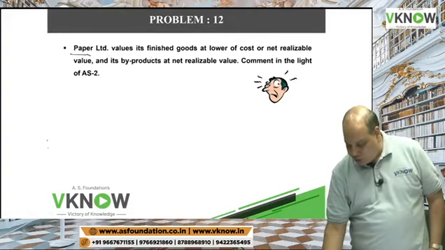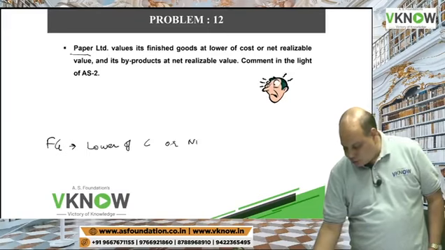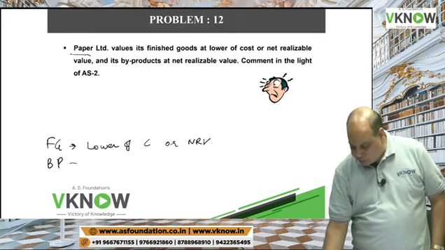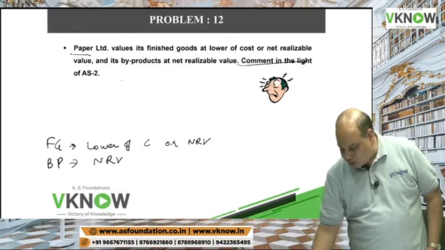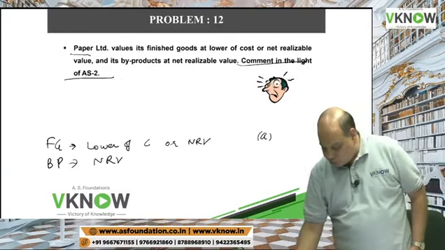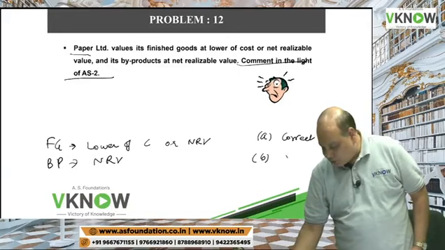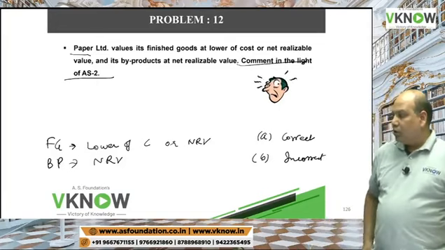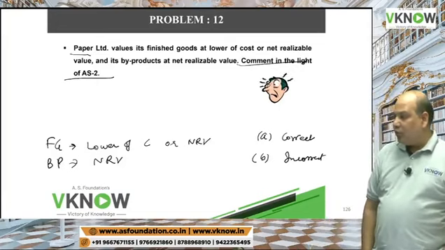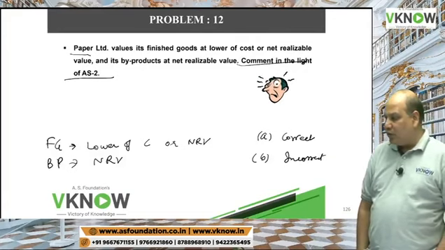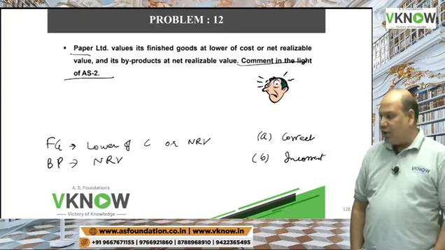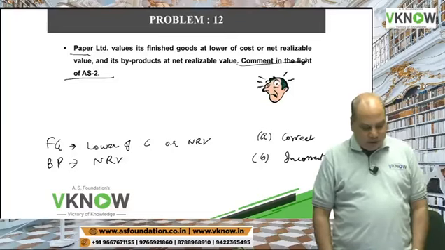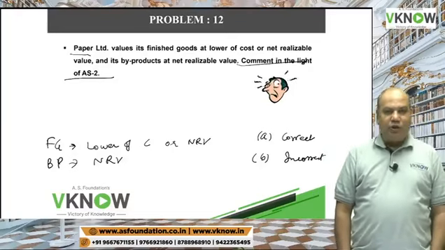Paper Limited values its finished goods at lower of cost or NRV and byproduct at NRV. Comment in the light of AS2. Again, I will give you two choices. Quickly reply whether this is correct or incorrect. Can a company value finished goods at cost or NRV, whichever is lower, and byproduct at only NRV? Is the accounting treatment correct or incorrect? Company's policy is correct or incorrect?